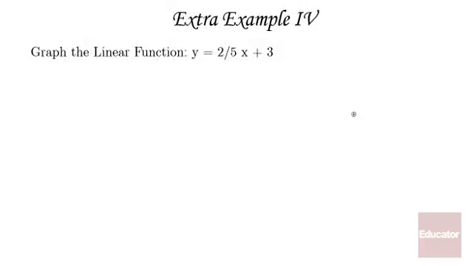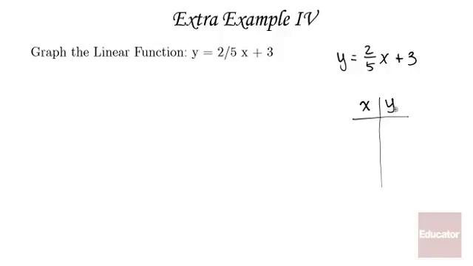Graph the linear function y equals 2/5 x plus 3. So y equals 2/5 x plus 3. Once again, we're going to put an input and output table. So x and y. Now this is an interesting linear function to look at because it has a fraction of 2/5. And when you have a fraction like that, which is sort of small, it might be difficult to find the exact location on a graph with unit squares.